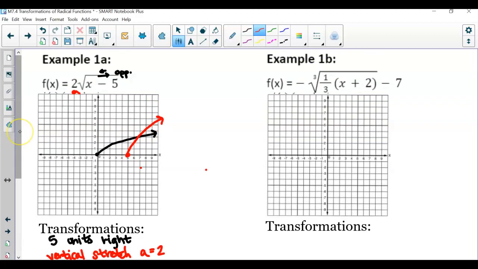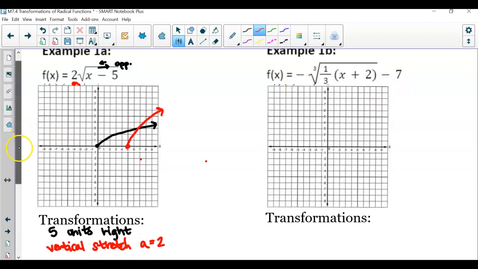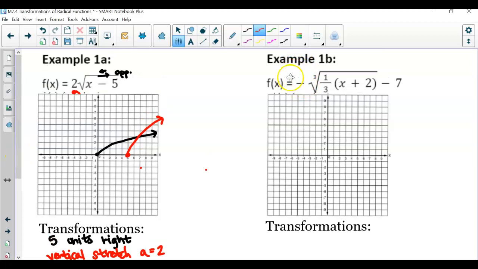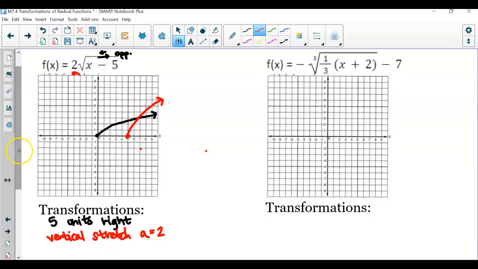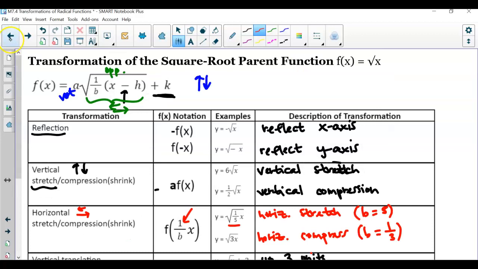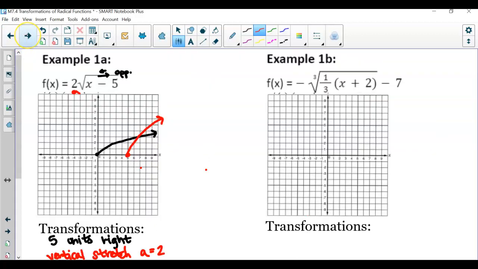So then here we have multiple things. So if you need to, let's just read it left to right. Well, we have a negative, but on the outside of the radical. So even if it's a cubed root, it's all going to be the same. So if I have a negative on the outside, that negative on the outside means it's a reflection over the x-axis now. So we have a reflection over the x-axis.